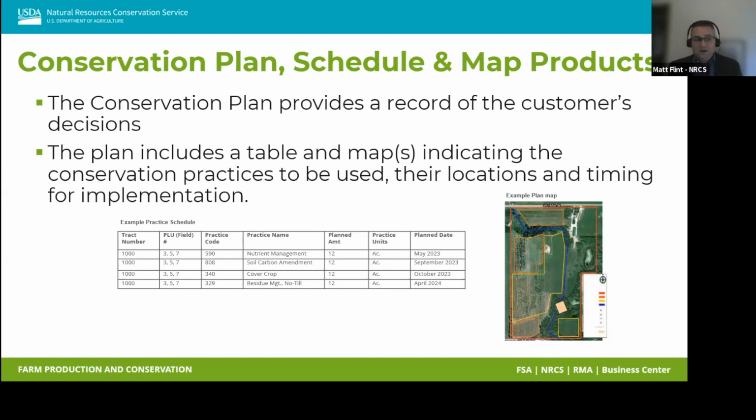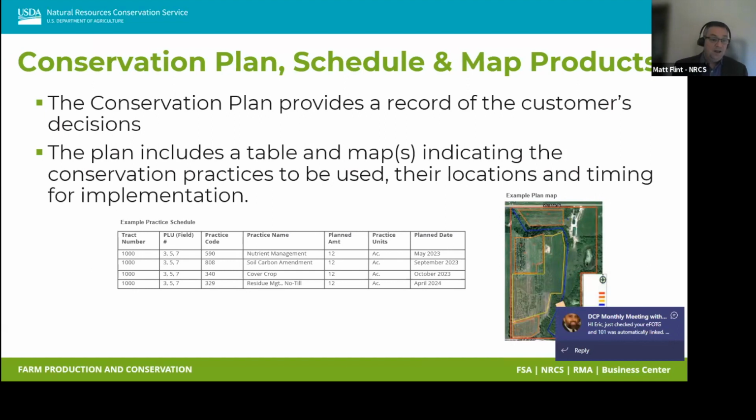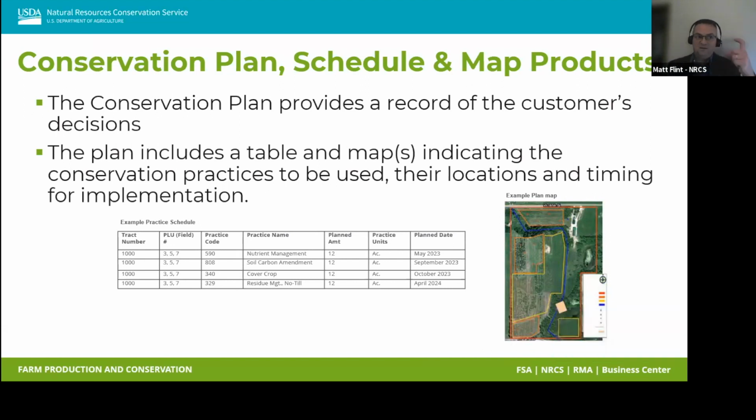The plan is a record of the customer's decision, and the key three ingredients that it's going to have are a table and maps indicating where conservation practices are used and their locations and timing. So there's a schedule involved here too. And in this slide, I tried to show an example practice schedule. If you look at that table near the center of the slide, it's got nutrient management, soil carbon amendment, cover crop, and residue management. Those are practices that work together well in a system.